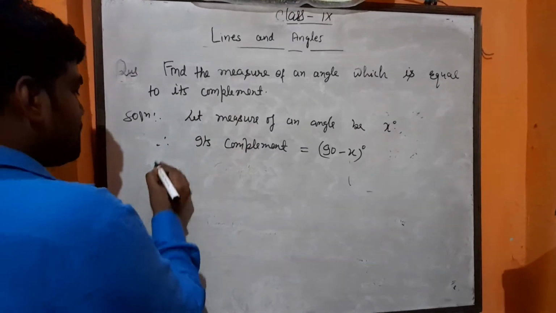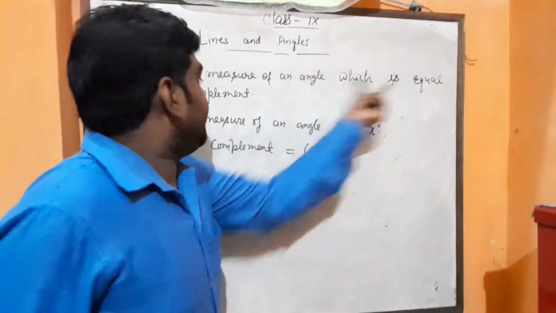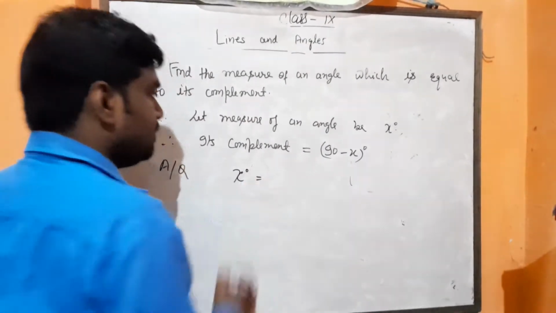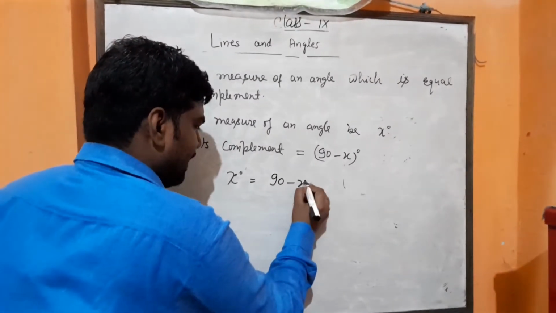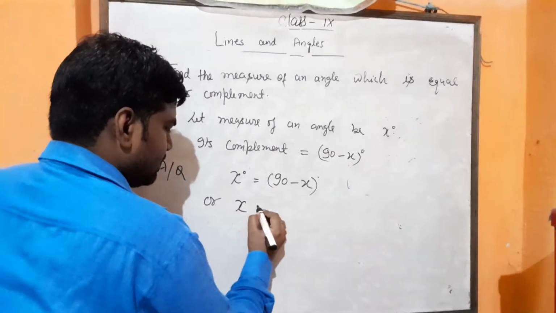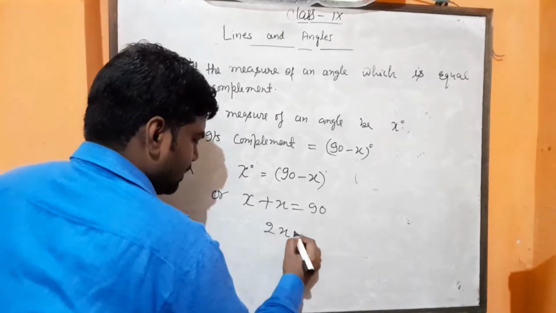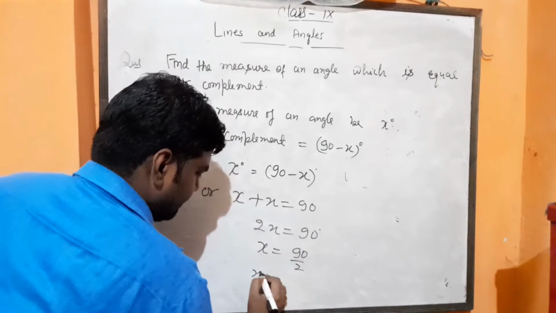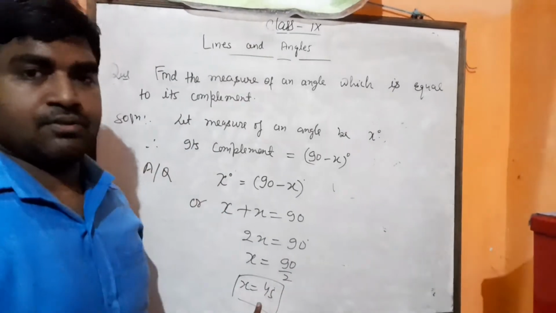Now, according to the question, the angle is equal to its complement. It means that the angle x is equal to its complement angle, 90 minus x degrees. So x plus x equals 90, or 2x equals 90, or x equals 90 upon 2. It gives x equal to 45 degrees. So this is your required solution.